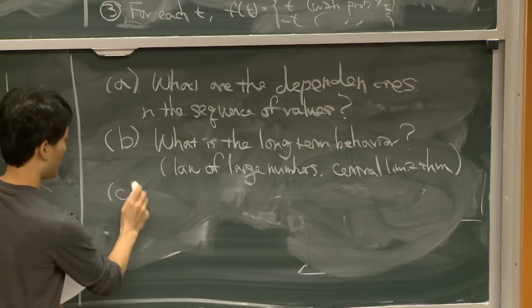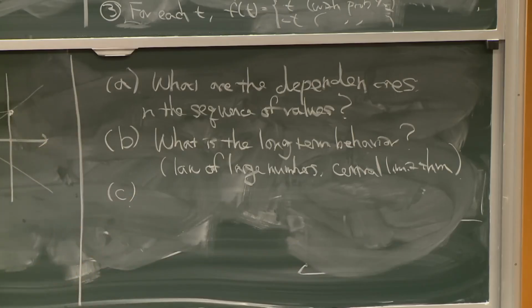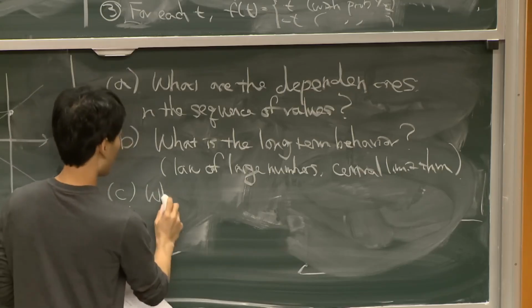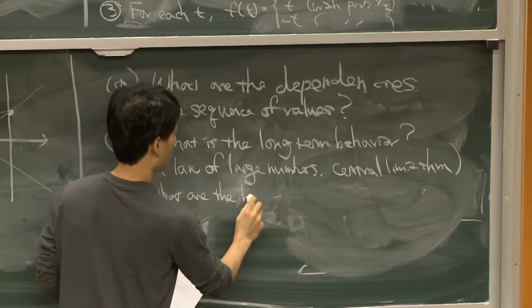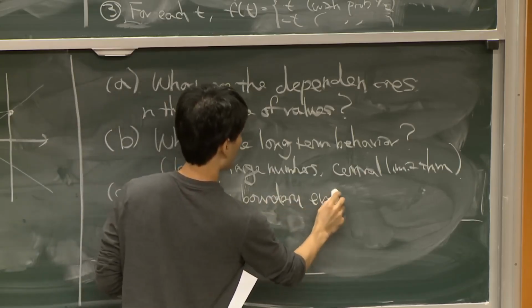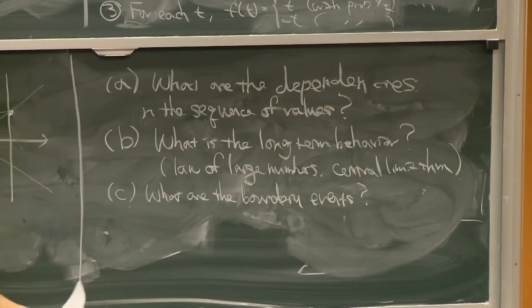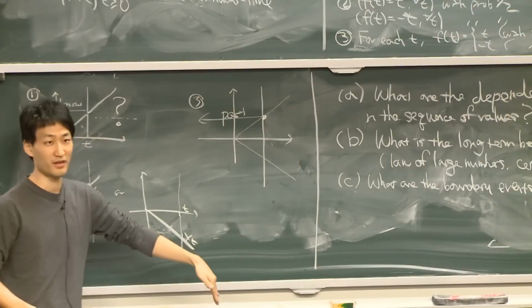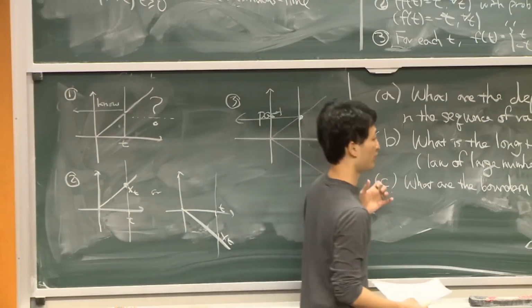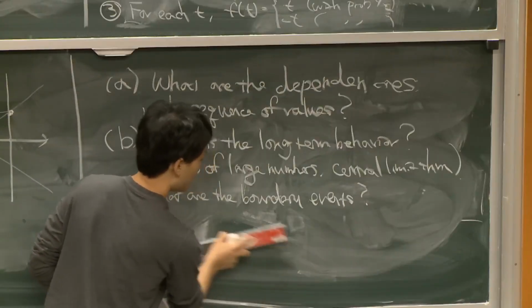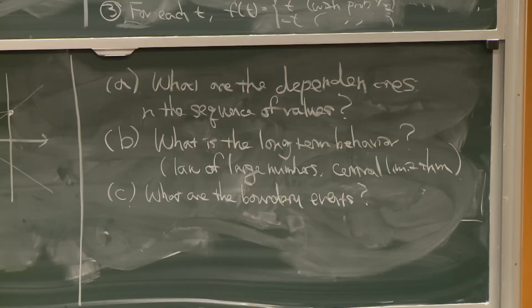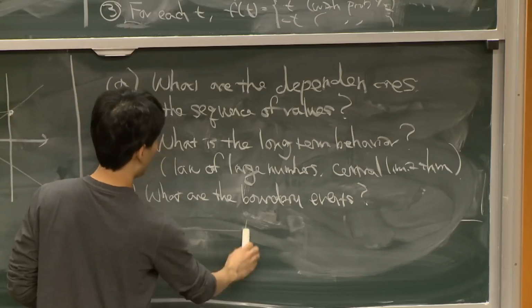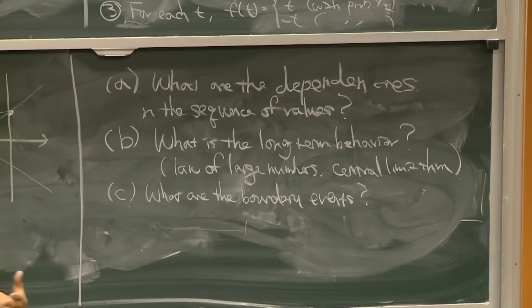The third type, this one is less relevant for our course, but still I'll just write it down. What are the boundary events? How often will something extreme happen? Like, how often will a stock price drop by more than 10% for 5 consecutive days? Like these kinds of events. How often will that happen? And for a different example, if you model a call center and you want to know, over a period of time, the probability that at least 90% of the phones are idle, or those kinds of things.